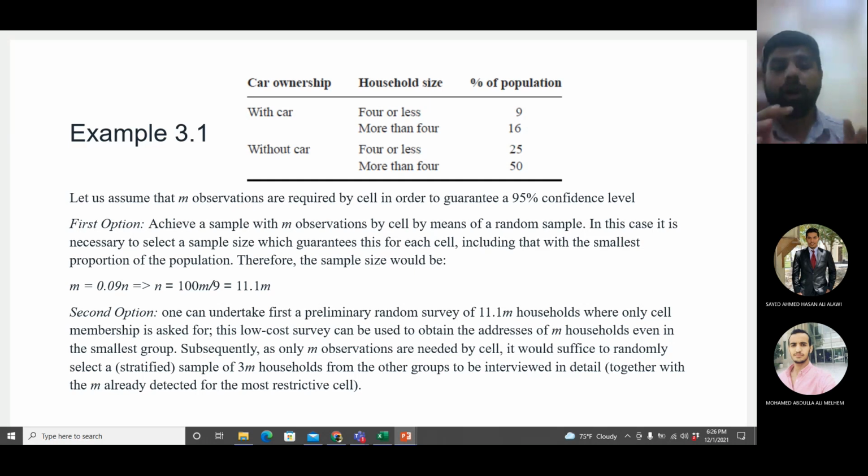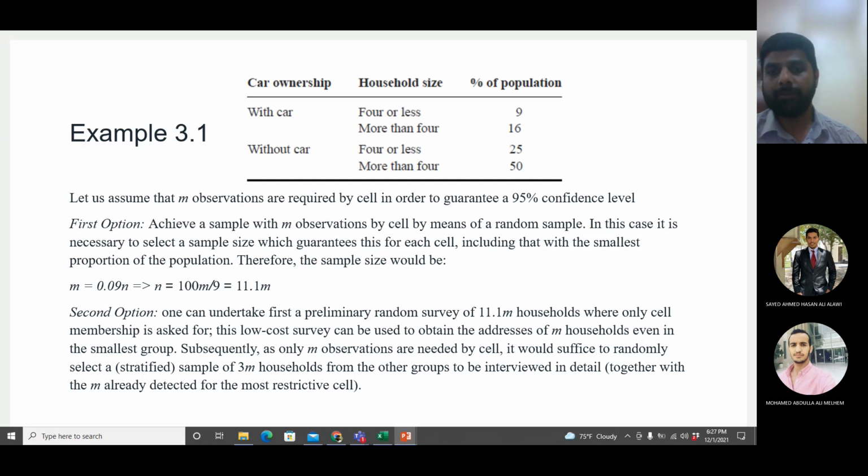So if I go to households randomly and I collect n values, and if I did the randomization properly, then out of those n values, 9% would belong to this category, 16% will belong to this category, 25% will be for this category, and 50% will belong to this category. So if 9% of n is equal to m, then obviously for the remaining categories I have more than m values.